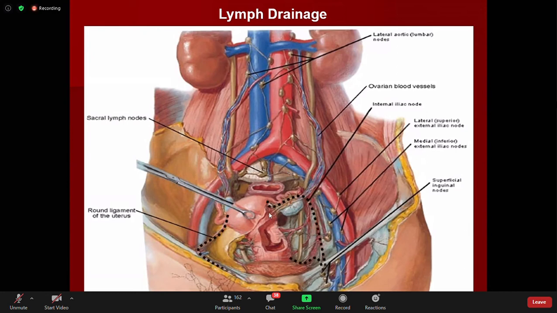Okay? But we have lymphatics that will follow the round ligament of the uterus to the superficial inguinal lymph nodes. So lymphatics of the uterus, upper part, they follow the ovarian vessels, they go to the para-aortic lymph nodes. Lower part, it goes to the internal lymph nodes following the internal iliac artery. And then we have lymphatics that will follow the round ligament of the uterus, or ligamentum teres, through the inguinal canal to the superficial inguinal lymph nodes.